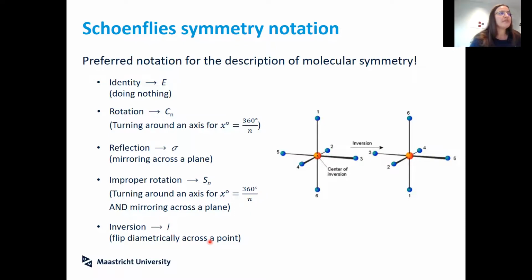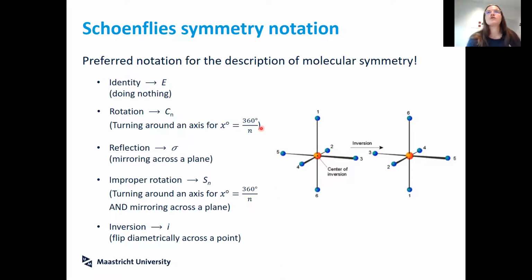And then your final option is the inversion, which is i. You flip diametrically across a point. So if you have a center of inversion, anything that is on one side will be flipped and thrown into the other. So this can interchange with this one, this can interchange with this one, and this can interchange with this one. And even if you look at all of them together, all of this should be able to go to the other side and the other way around. So each of the spots that you look at in this molecule will have something across the center of inversion.